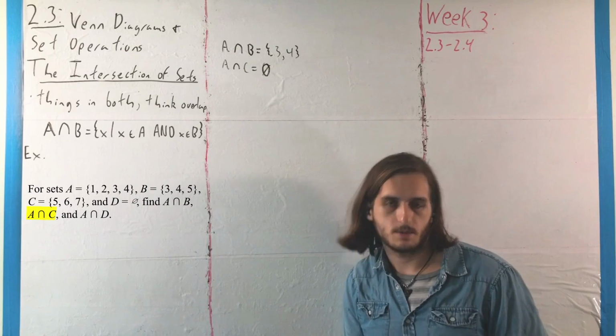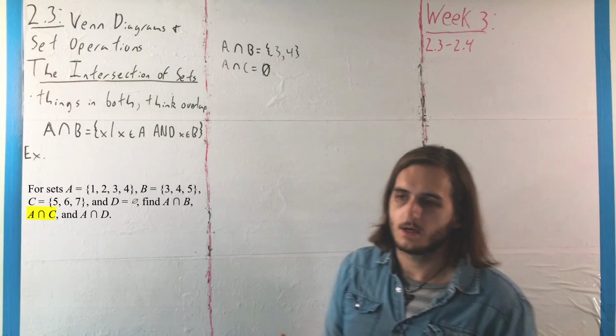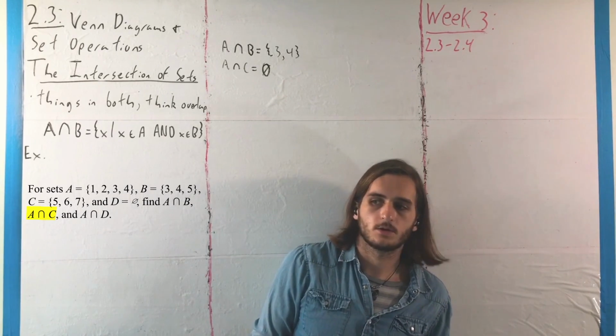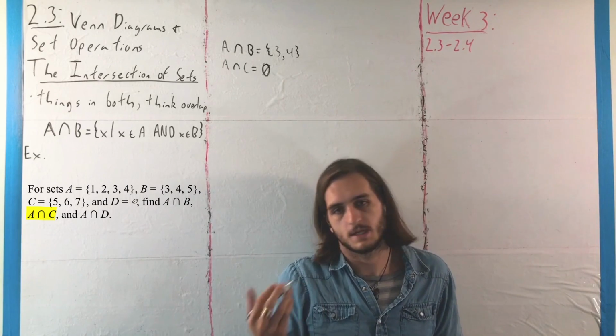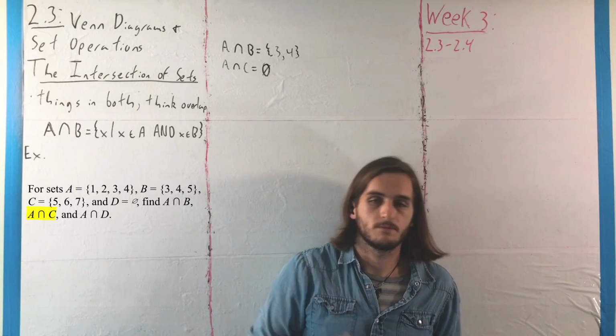Remember, when we were introducing the empty set, that's how I described it, as a collection of things where you have two properties at once that can't be satisfied. We don't have anything that is in both the set A as well as the set C, so that's empty.